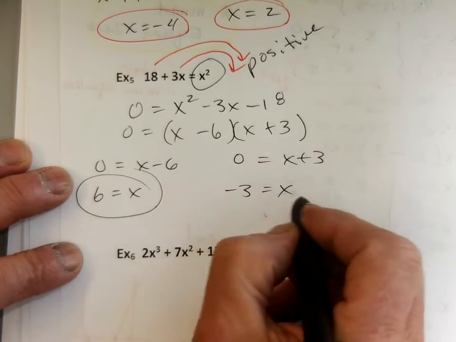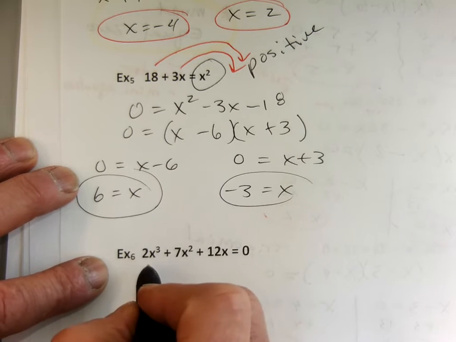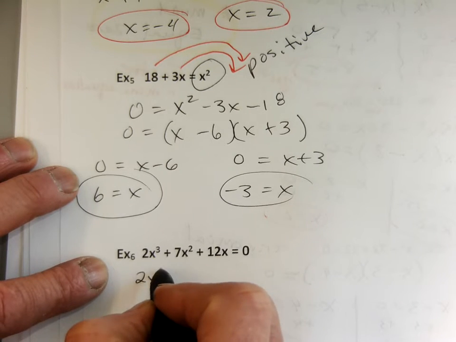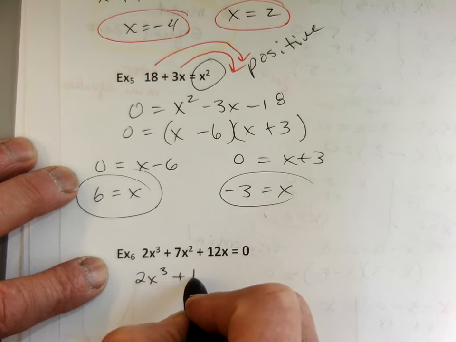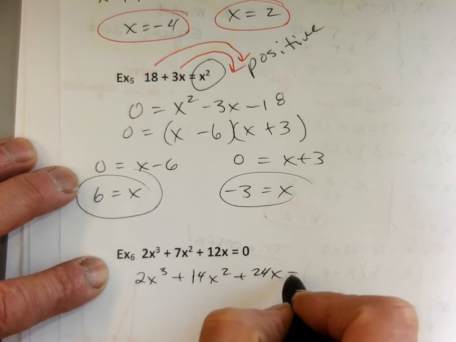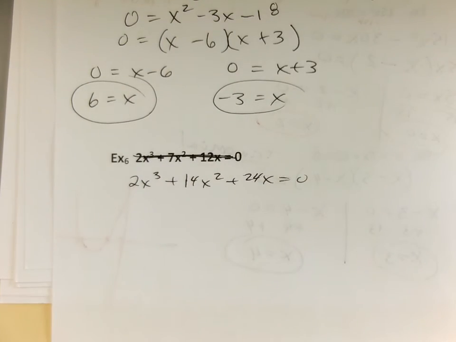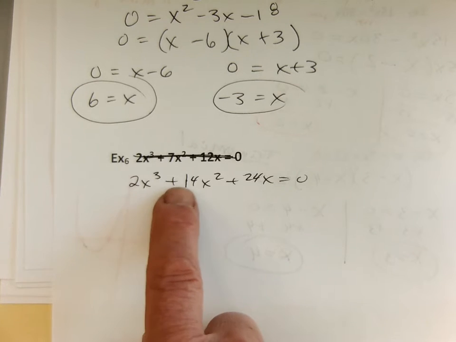Okay. Last problem, and I wrote it wrong. Doggone it. I was in a hurry. So we're going to rewrite this problem as 2x cubed plus 14x squared plus 24x equals 0. Scribble that out. I wrote it wrong. I was in a hurry yesterday. I got a lot going on with track, but that's okay. It's all fun. So go ahead and rewrite example 6.